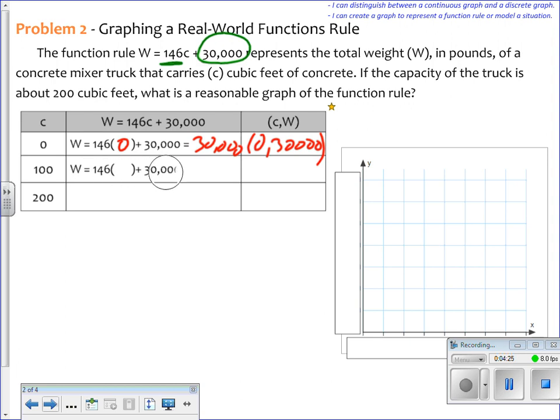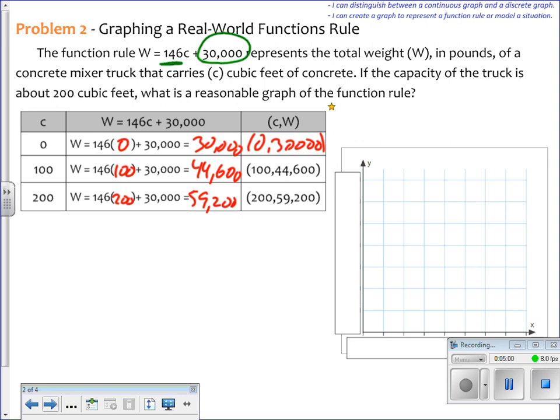And then we do the same thing again. And we put in 100, and we put in 200 for the capacity. So 100 times 146 plus 30,000 would be 44,600. And yes, I cheated. And if we put in 200, we get 59,200, and those are the coordinates we get. And then we plot those points.